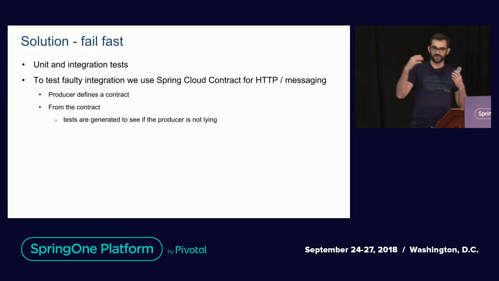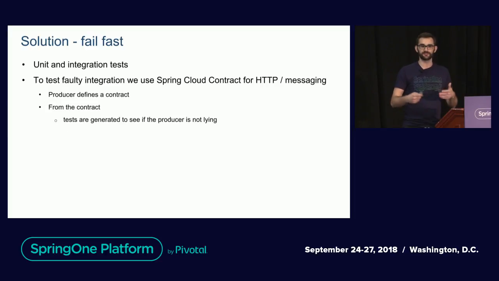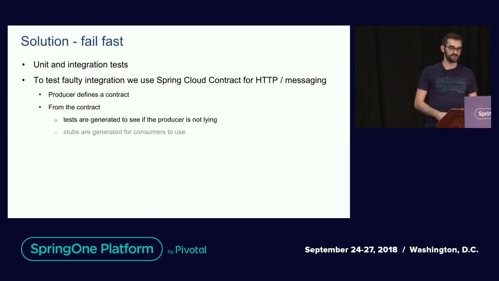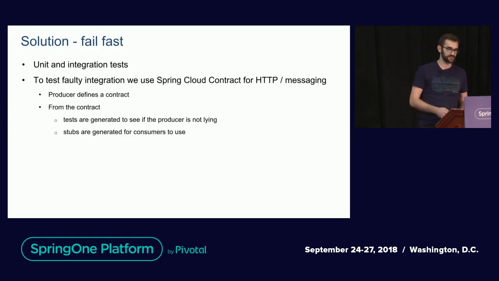Because, let's say wiki pages are great, sending emails with agreements is great, but it's better to have something from which we can generate a test to verify if it's true. So from the contracts, we generate tests to see if the producer is not lying, and we also generate the stubs, right, from the contract tests and stubs.